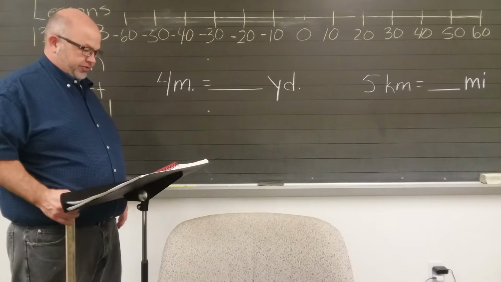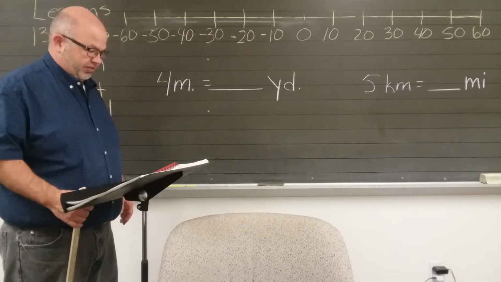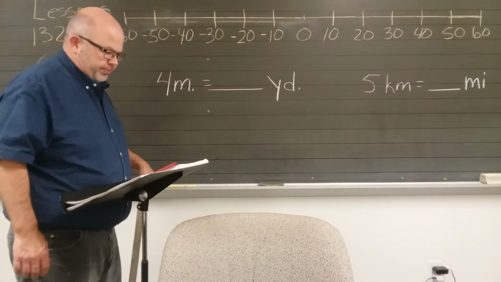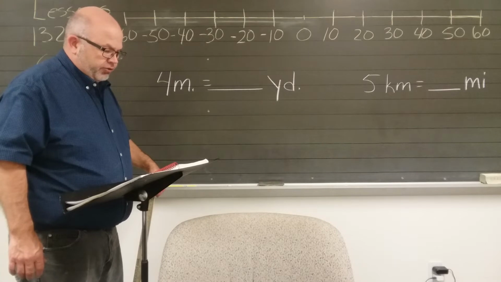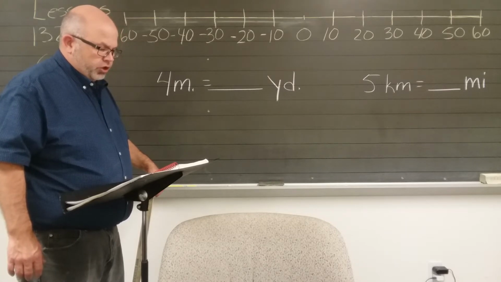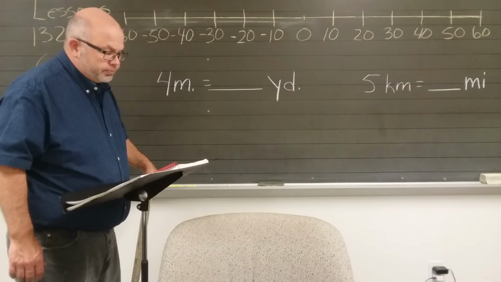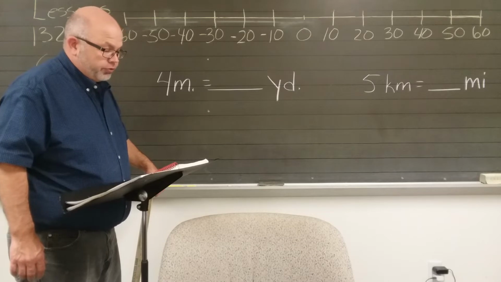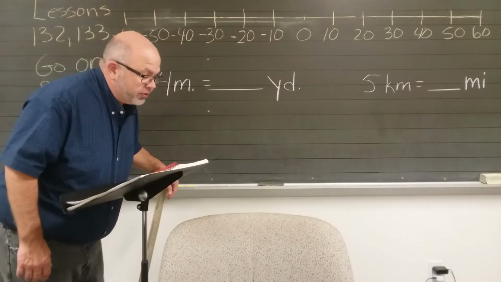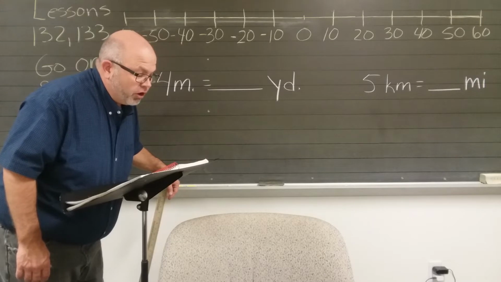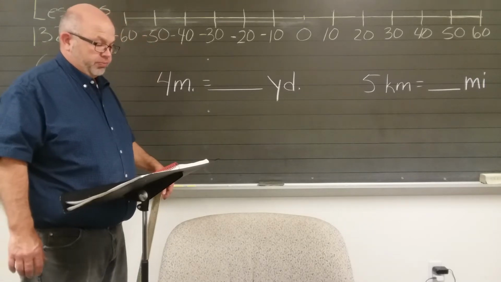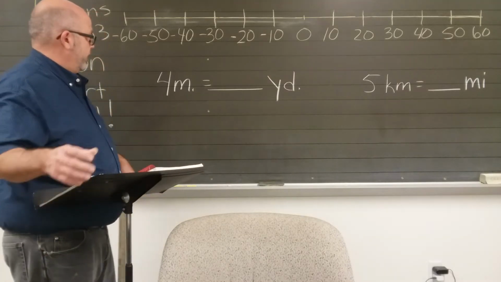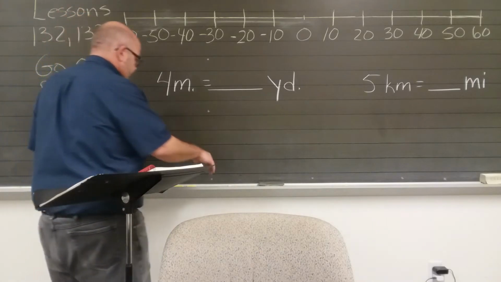If you look at number 4 and number 6 on page 270. You're supposed to do the odds, so let's just look at some of these even ones. 4 meters equals how many yards? We'll look at the top. What is the relationship of meters and yards? 1 yard equals 0.91 meters. So a meter is just a little more than a yard. 1 yard is 0.91 meters.